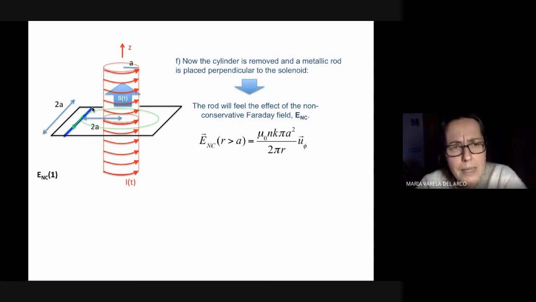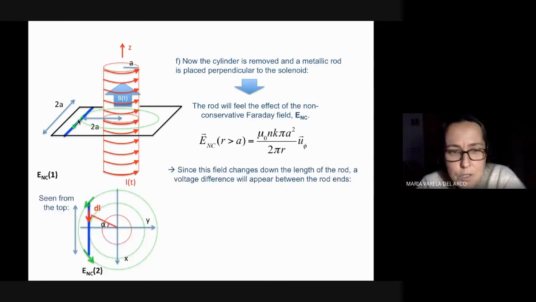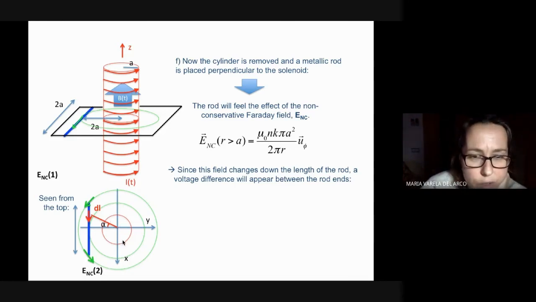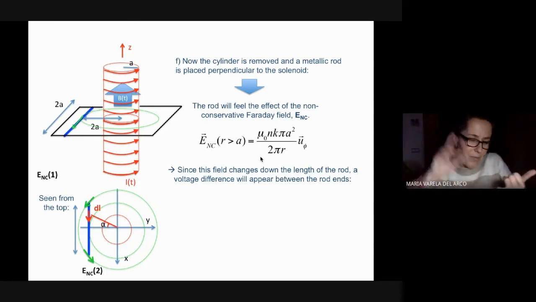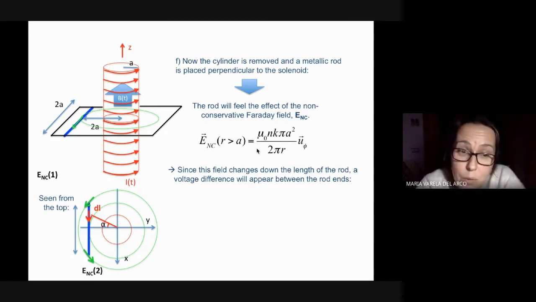And you say, wait a minute, the ends of the rod are at the same distance from the center, so the modulus of the electric field will be the same, right? The modulus, yes, but not the direction. As a matter of fact, remember that the non-conservative electric field is tangent to the circle. So if we look at the system from the top, what do we see? Here is the solenoid. This is the azimuthal non-conservative field. This is my rod. The extremes of the rod will see two non-conservative fields, number 1 here and number 2 there. They will have the same modulus, but not the same direction. For a vector to be the same, it has to have the same modulus, same direction, same sense. This is not happening here. So there will be a voltage difference between those two.